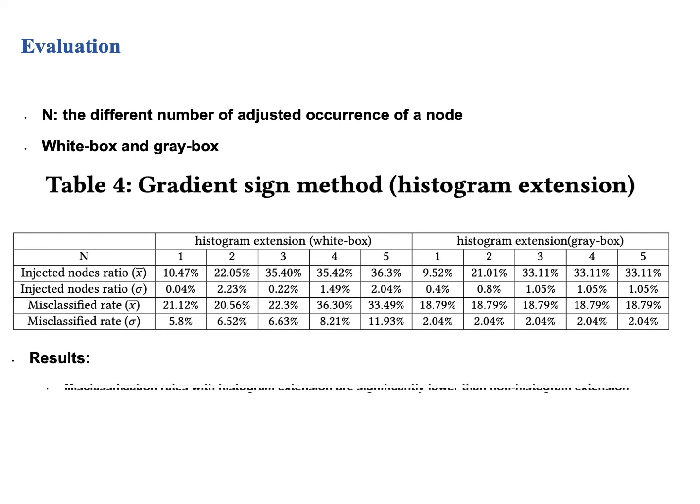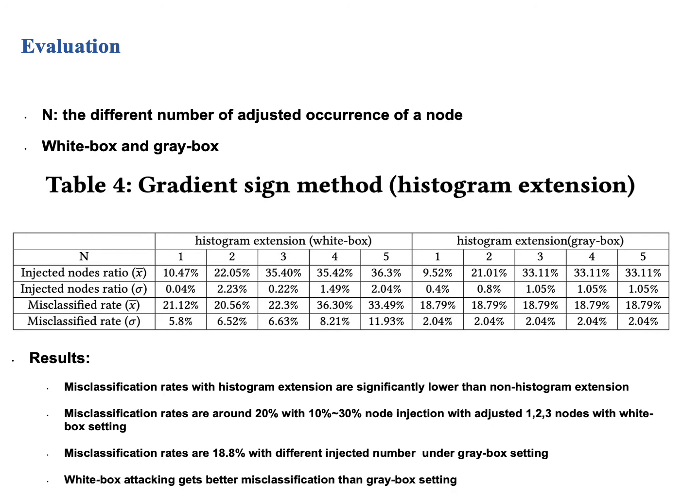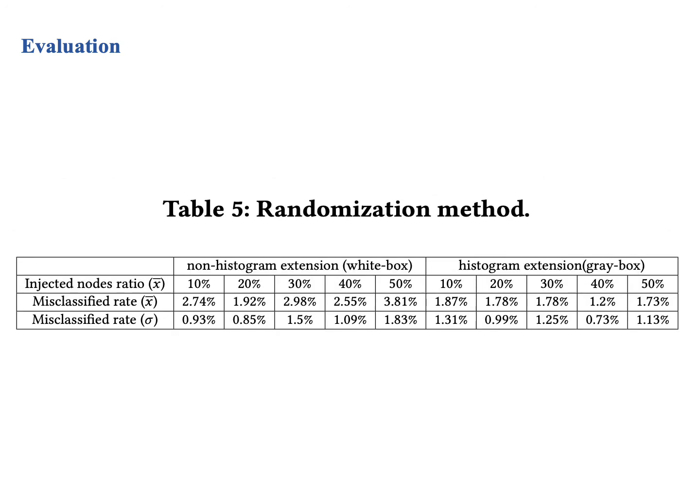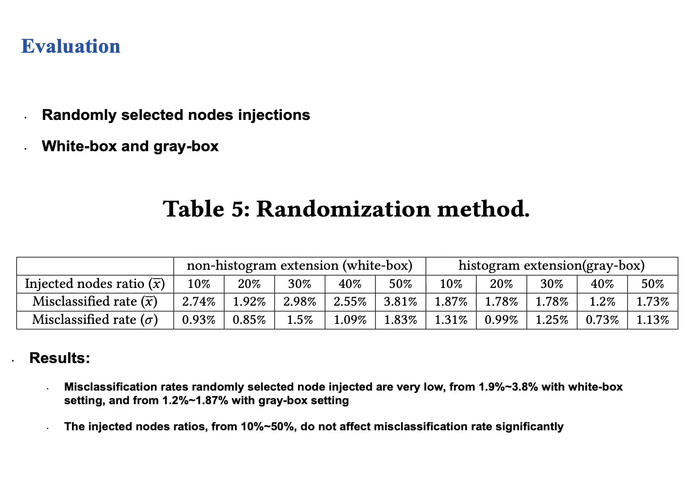With histogram extension, we see the misclassification rate is lower than without histogram, which is similar to the strongest node. And also misclassification with the gray box is lower than the white box. We also test with the random choice way, but with this we only get nearly 2% misclassification rate. Here we also show our result.